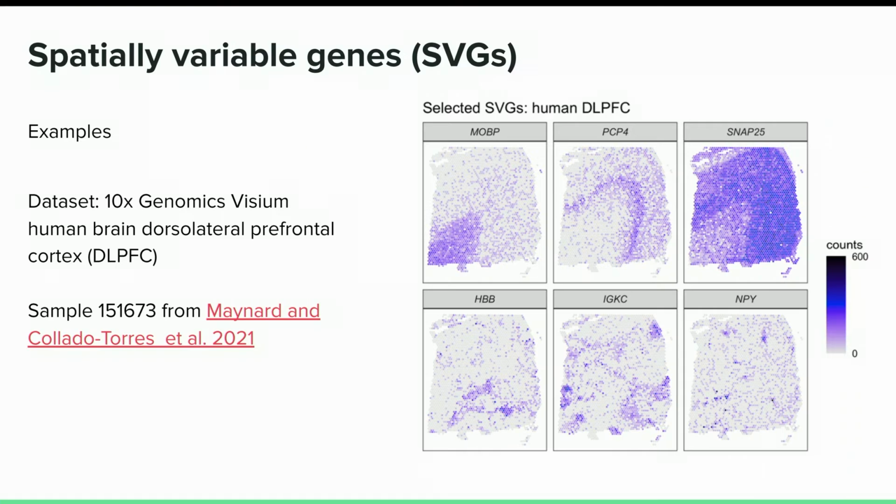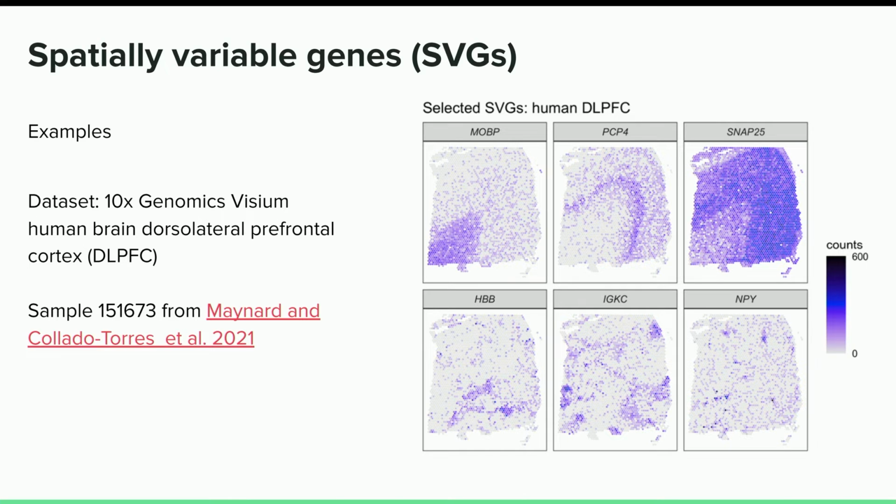spatially variable genes. Okay, so this is the same data that I've talked about before, and I want to highlight something interesting and different than just the morphology. So in the top row here, I'm showing you these same 3 genes that I've already shown you before, MOBP, PCP4, and SNAP25. These are genes that are associated with the layers or the morphology of this particular brain region. On the bottom, I'm showing you 3 new genes that are associated with immune or blood.